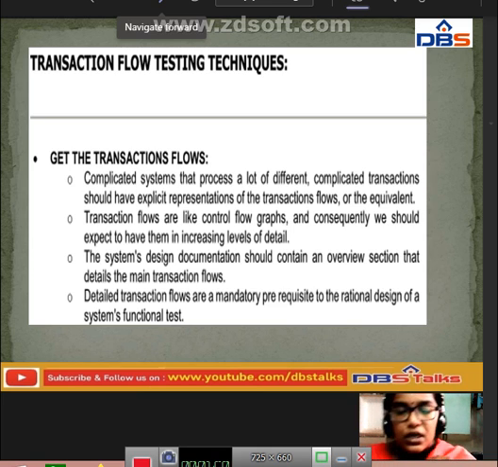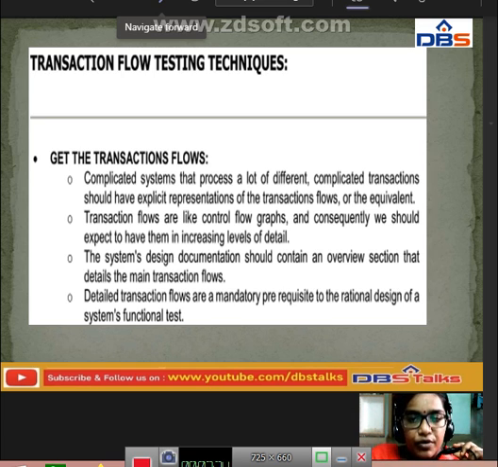If it is a complicated system, then to process that type of system, first of all you have to perform different types of transactions there. In order to perform the transactions, you also have to give explicit representations of the transaction flows. You even have to perform the equivalent type of transaction flows there. In those complicated systems, we are having a lot of difference when compared with the complicated transactions also.